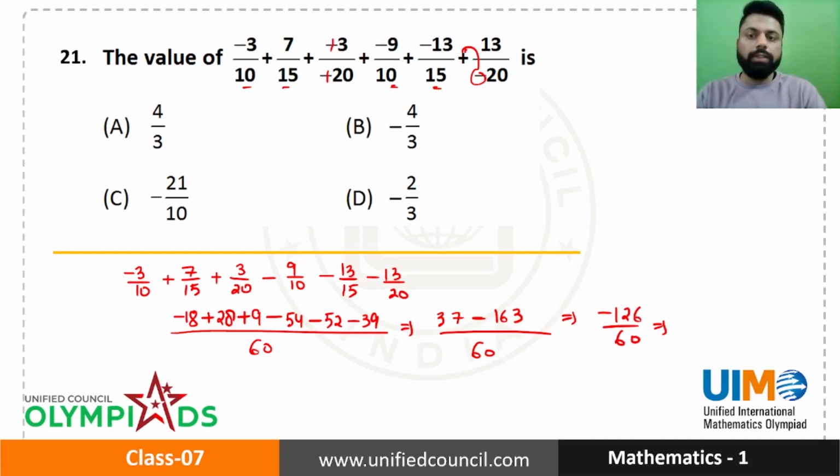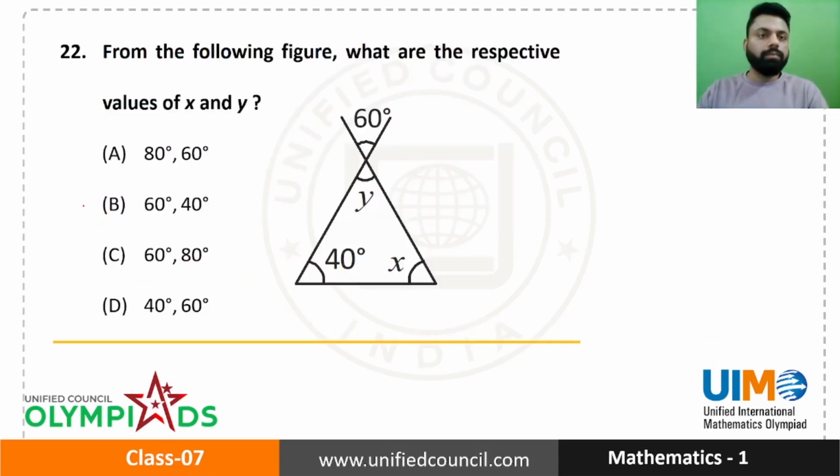Minus of this value, minus 126 upon 60. So let's cancel out by 6. So minus 21 upon 10. That's what the answer is. C option is the correct one.